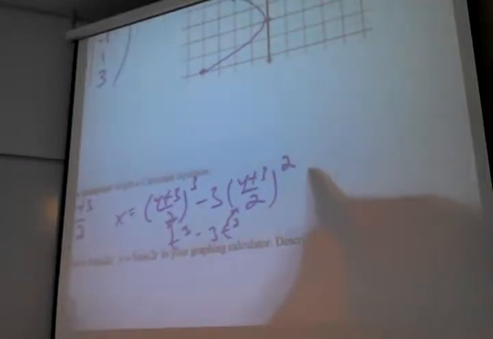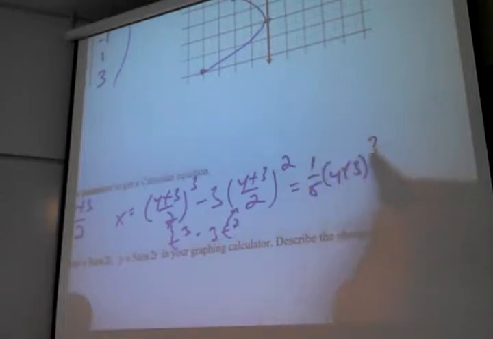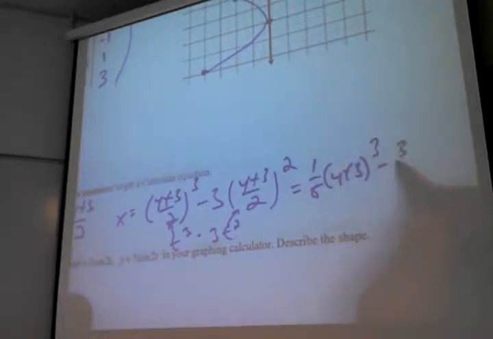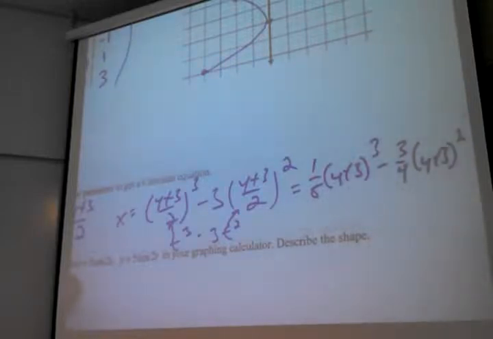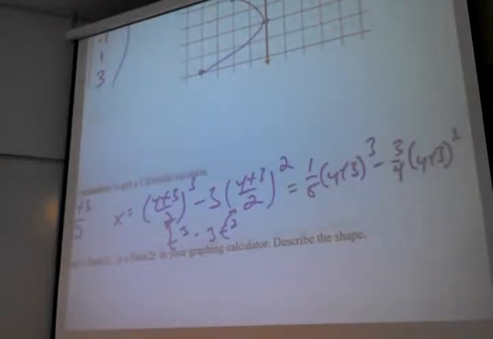And I mean, if I wanted to, I don't really feel like foiling this bad boy out, and you don't have to either. It'd be 1/8 (y + 3)^3 minus 3/4 (y + 3)^2, and then you could even factor it if you wanted to. It all depends on where you want to go from there. All right? Stop there for a second.